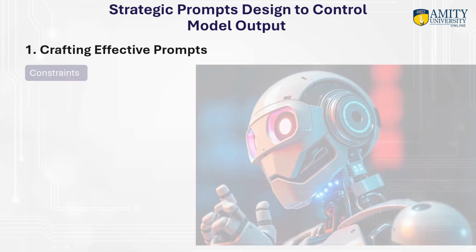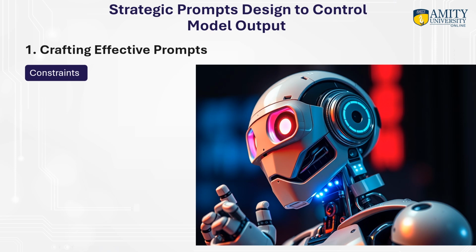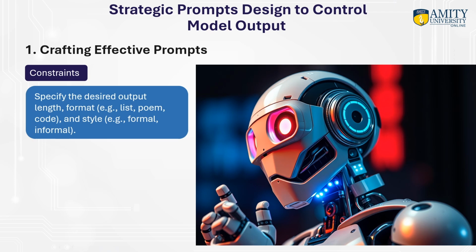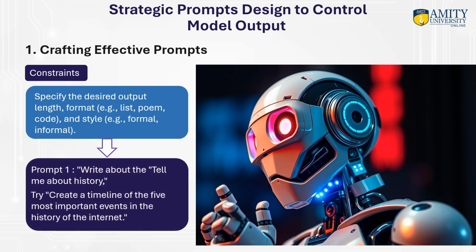Next, you have constraints. Under constraints in crafting effective prompts, we have to specify the desired output length and format, for example, list, poem, code. You need to specify the style, whether it is formal or informal. So instead of saying tell me about the history, try this: create a timeline of the 5 most important events in the history of the internet.